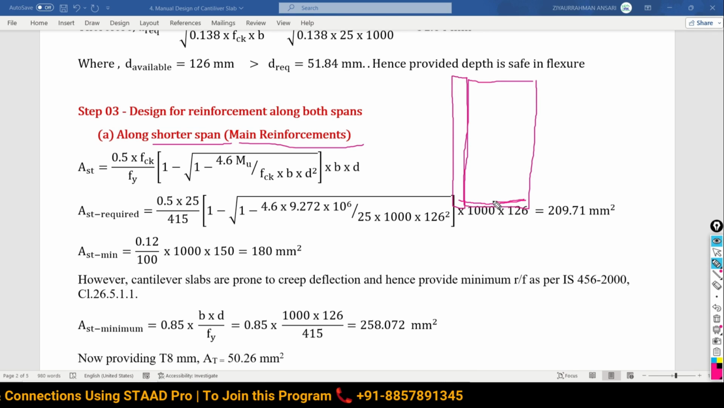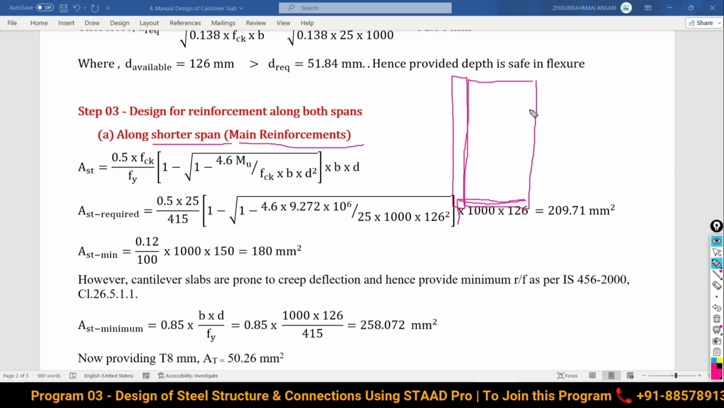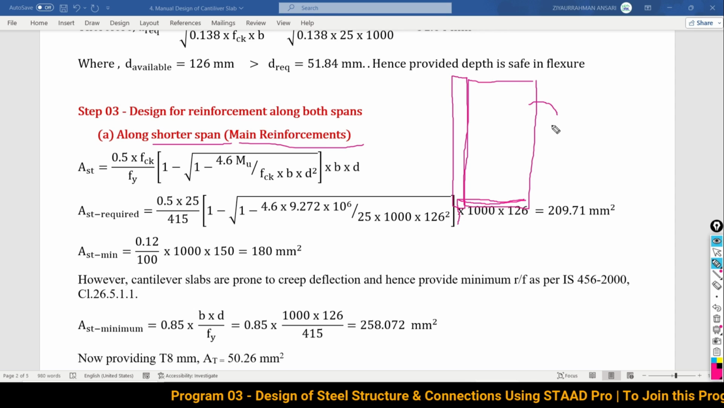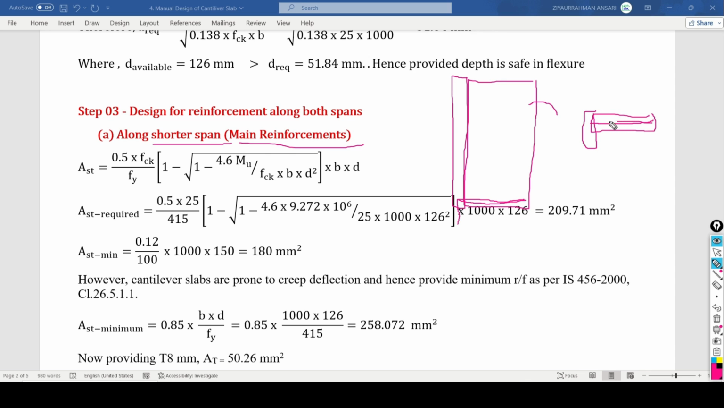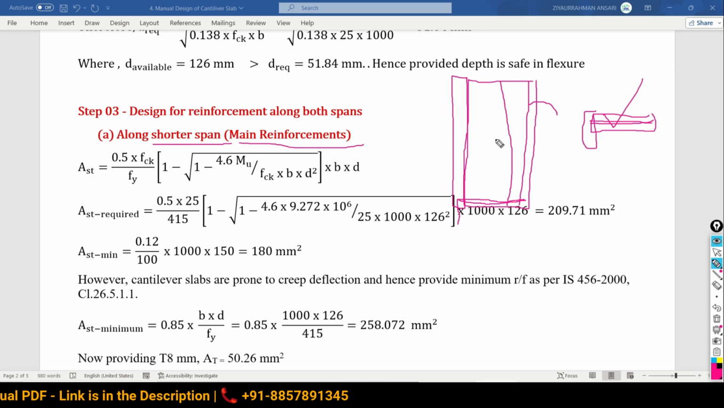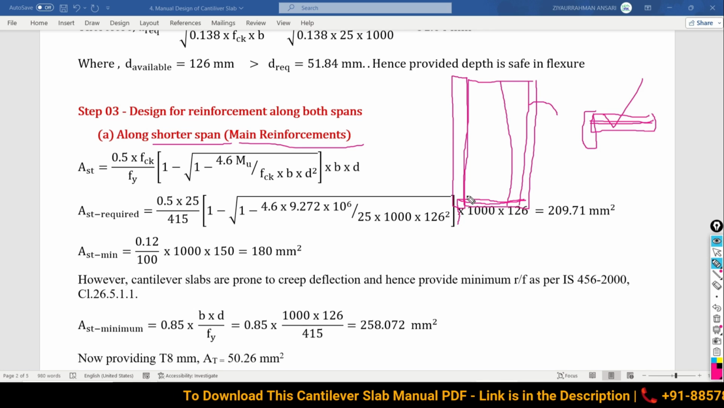So we have to anchor this bar in the beam, so that the stability of this slab we can ensure. This is the cantilever slab. So suppose the beam is present here. The bar we are going to provide along this direction, the shorter span, will be the main reinforcement, and the reinforcement you are going to provide in this longer span will be your distribution reinforcement. So I can call it a cantilever one way type of slab.